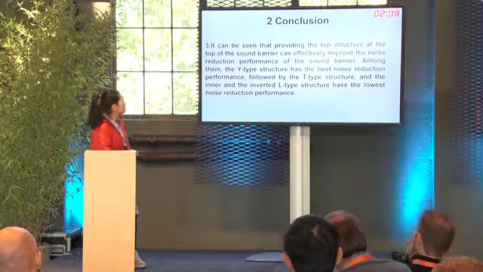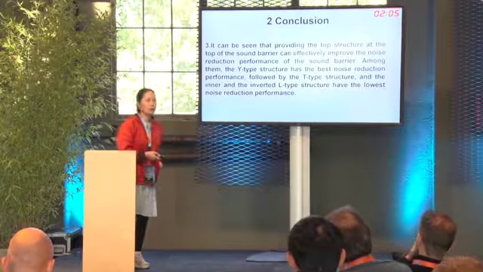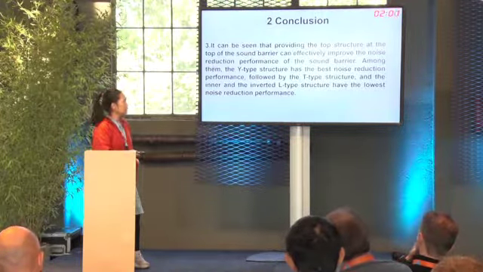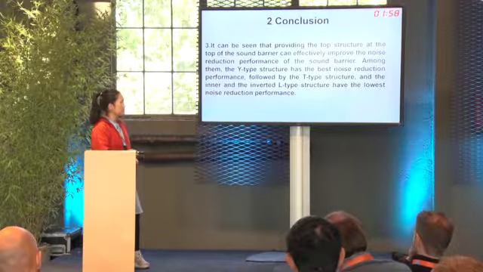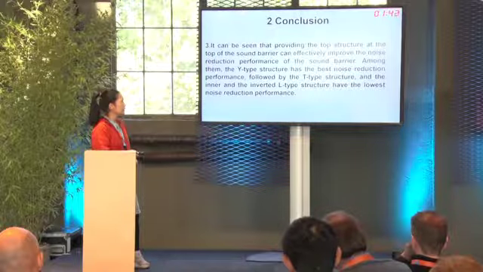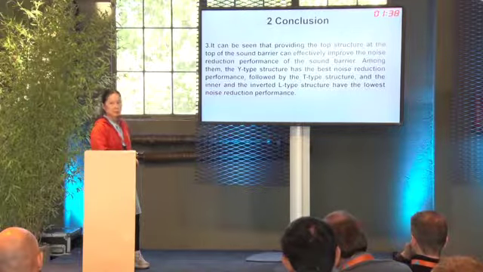And thirdly, it can be seen that providing the top structure on top of the sound barrier can effectively improve the noise reduction performance of the sound barrier. Among them, the Y-type structure has the best noise reduction performance, followed by the T-type structure, and the inward folding and the inverted L-type structures have the lowest noise reduction performance.